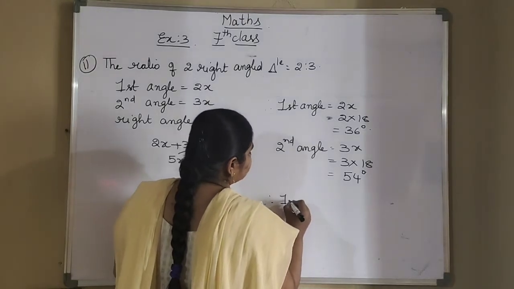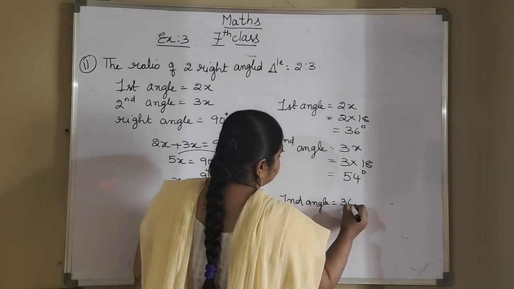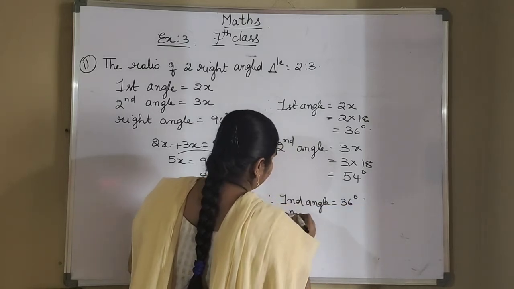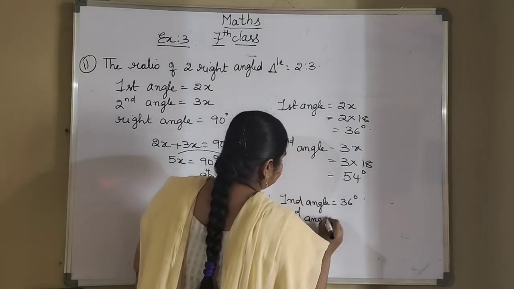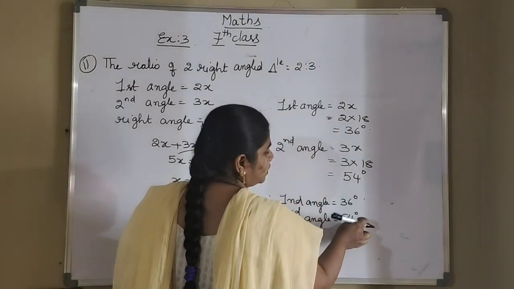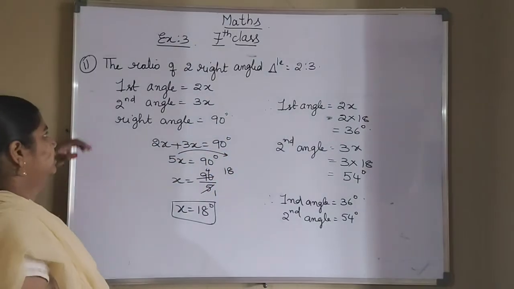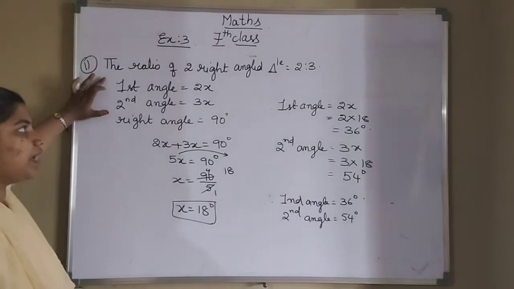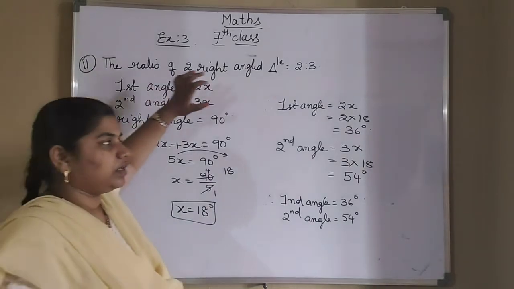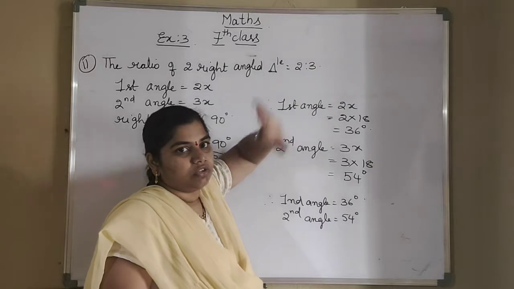Therefore the first angle is equal to 36 degrees. The second angle is equal to 54 degrees. If you add these two, the sum will be equal to 90 degrees. So what is this? The ratio of the angles of a right angle triangle is 2:3. They have given it in ratio, that is, the answer will be in the form of 2 multiples and 3 multiples.